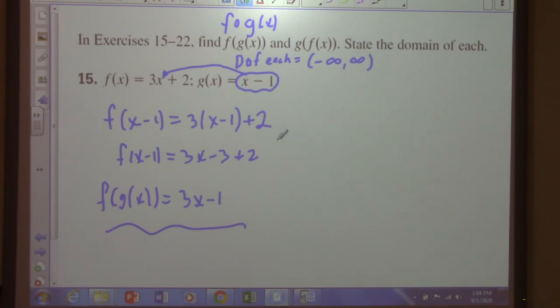And now for the purposes of color coding, how do we find g of f of x? Put it as x on g of x. Yeah, so we're going to take this f of x here and put it in place of this.